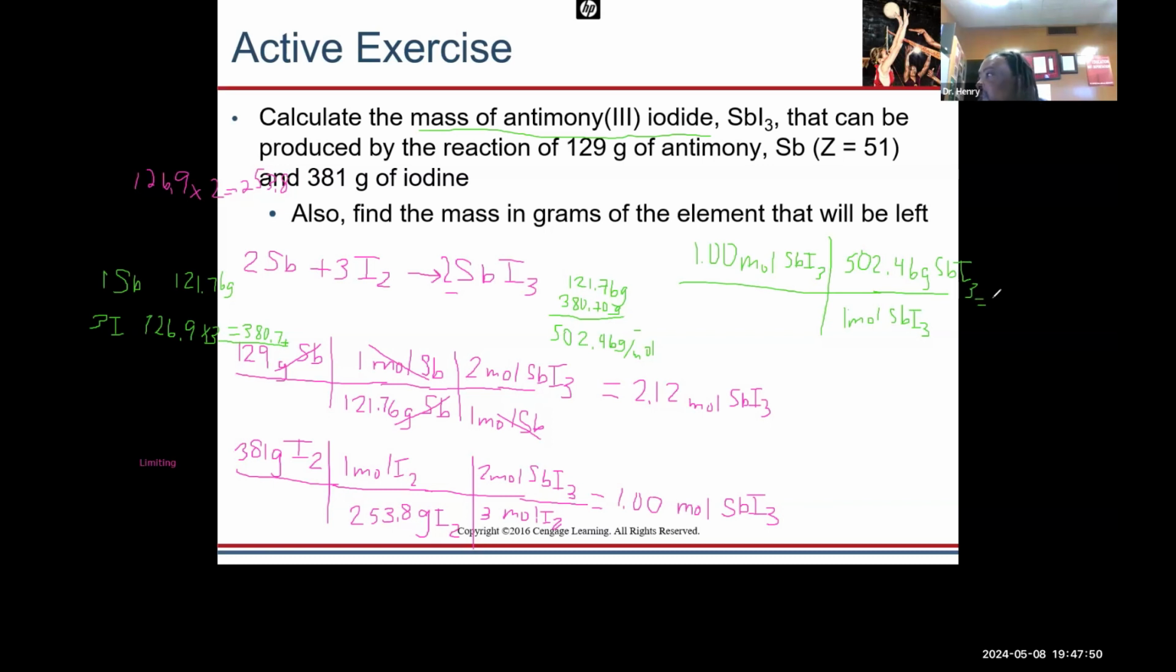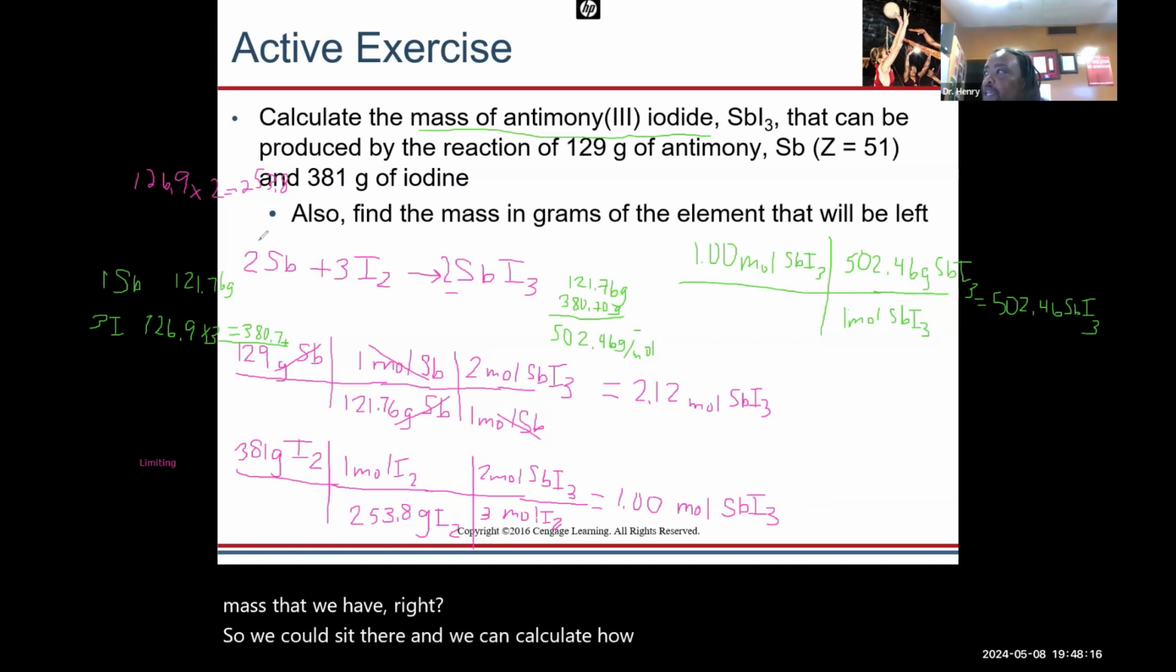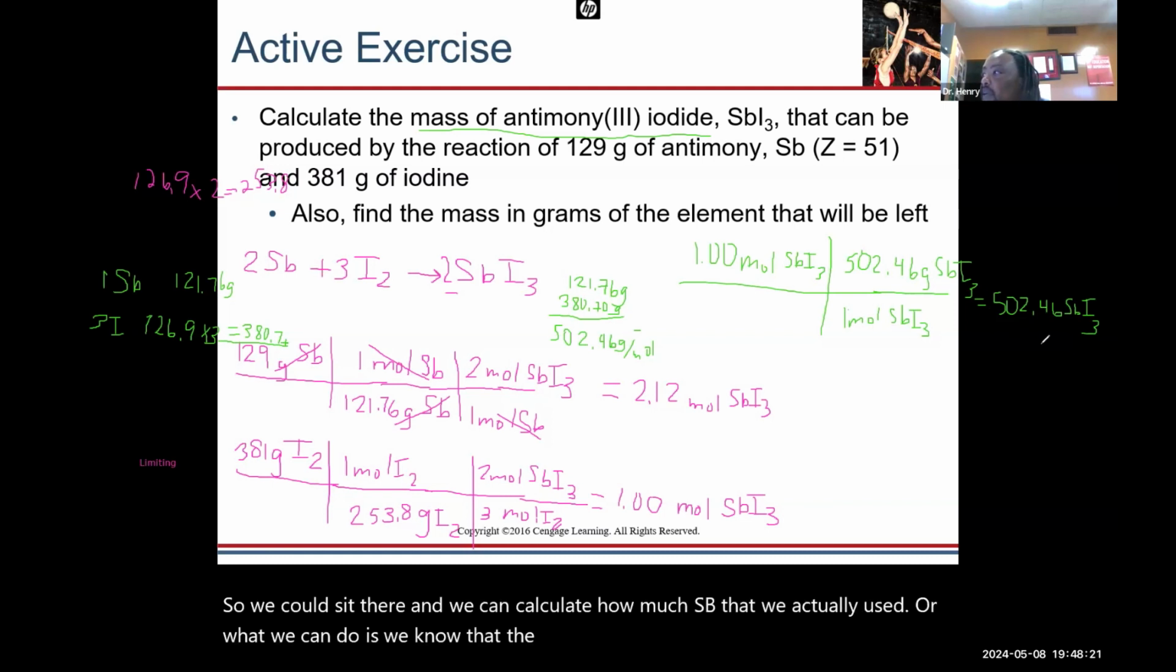Okay, so which we know is just going to be 502. Okay, so there's a couple of ways that we can do this. Now we found out how much mass that we have, right? So we can calculate how much SB that we actually used. Or what we can do is we know that the total value is going to be 502.46, right?